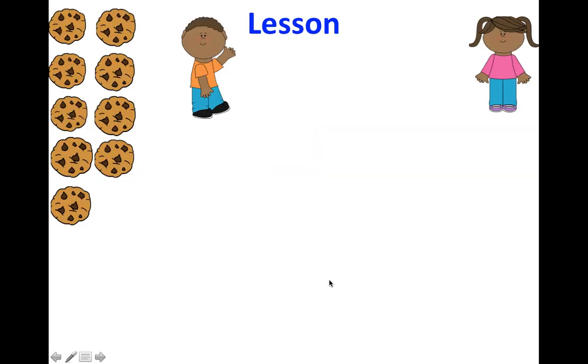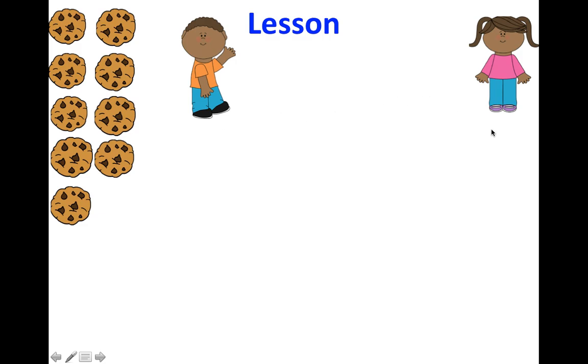So let's get started with our lesson. The story for our lesson today is going to be that Gabriel has 9 cookies. So I have a group of 5 and a group of 4, and I know 4 and 5 makes 9.